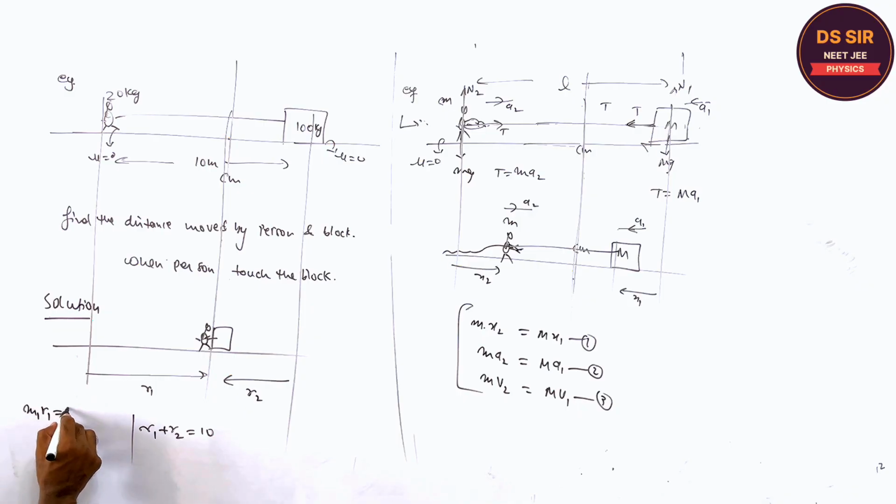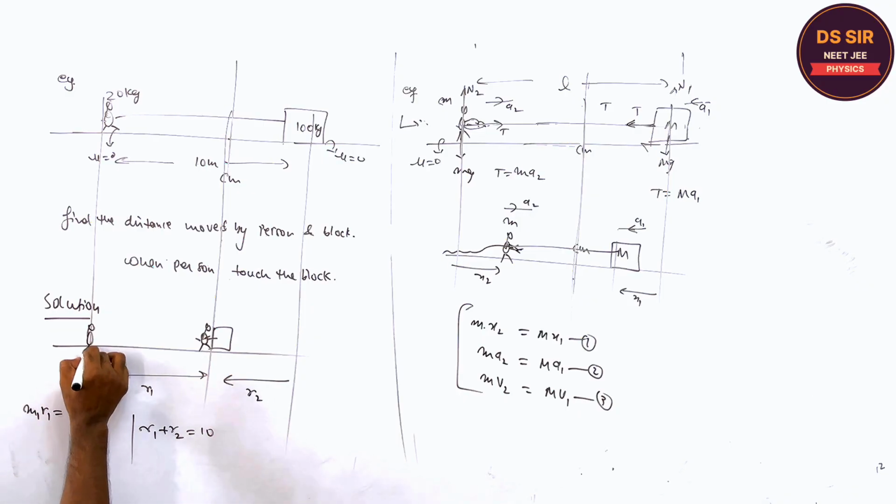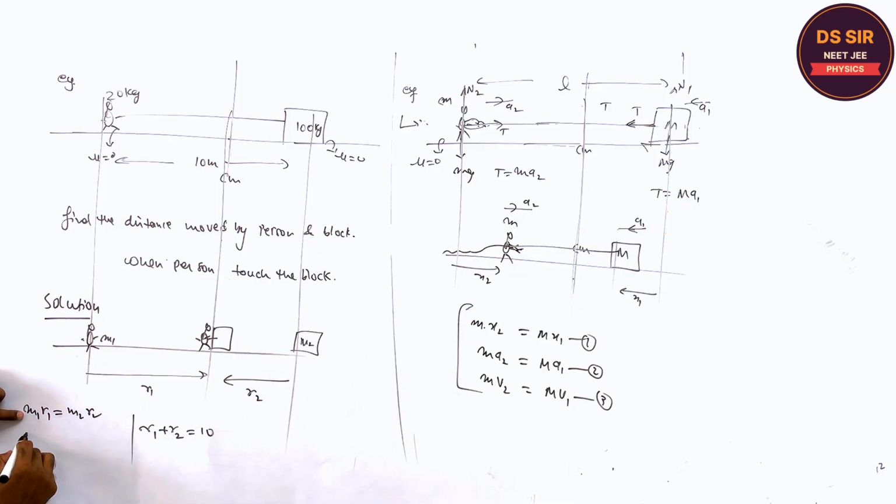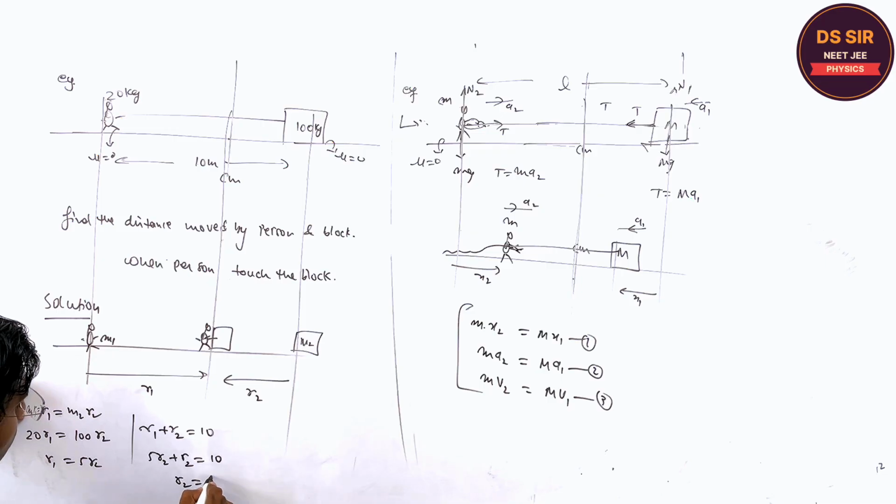What is the other relation? Say M1 R1 is equal to M2 R2. This is M1, this is M2. So what is M1? 20 into R1 equals 100 into R2. R1 is equal to 5 R2. So 5 R2 plus R2 is equal to 10 meter. R2 is equal to what? 5.3 meter. Is it clear or not?